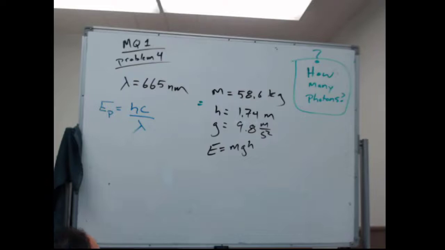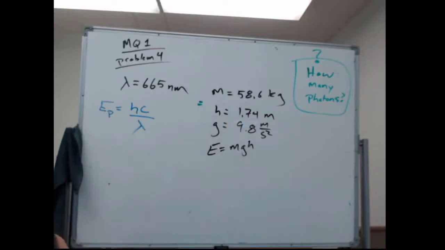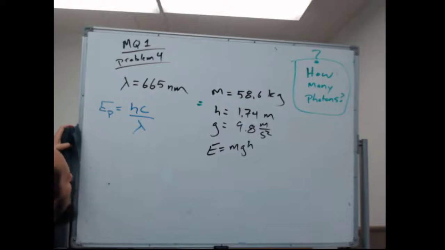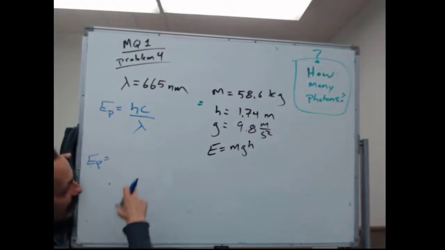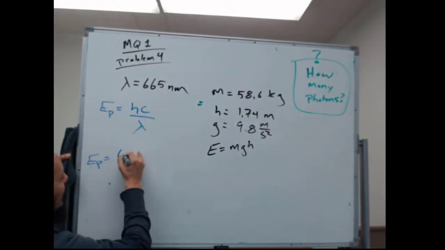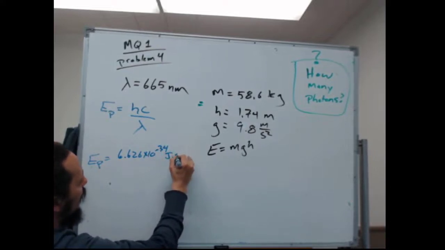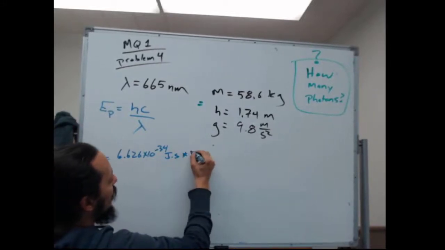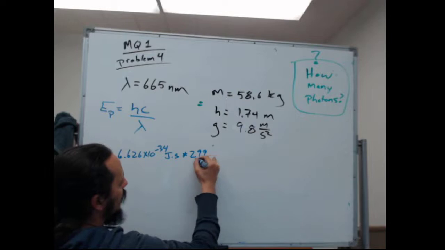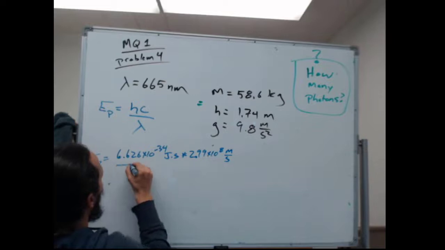At that point, we can start kind of doing some algebra. I'm going to start with just the photon energy, and then we'll come back and deal with the block energy. So again, using that equation sheet, we've got a couple numbers. h is a constant, c is a constant. h is called Planck's constant, 6.626 times 10 to the minus 34 joules seconds. Speed of light is 2.99 times 10 to the 8 meters per second.